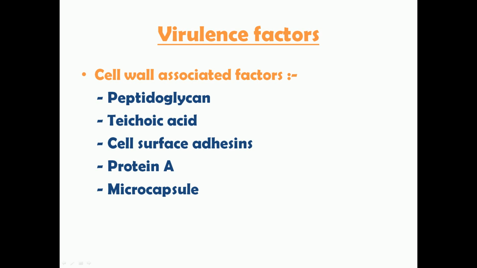Now let's see about the virulence factors of Staphylococcus aureus. First, there are many virulence factors which are associated with the cell wall of the bacteria. This includes Peptidoglycan, Teichoic acid, cell surface adhesins, protein A, and Microcapsule.